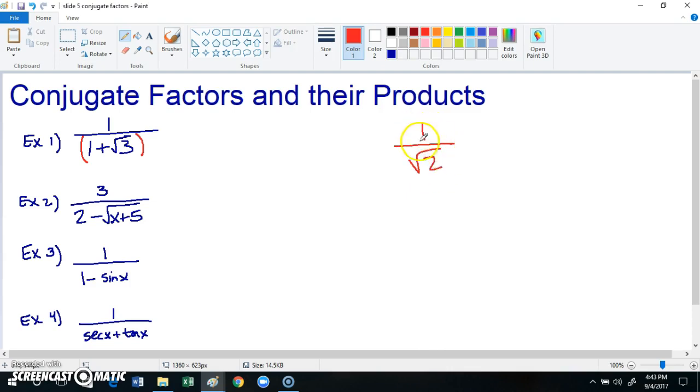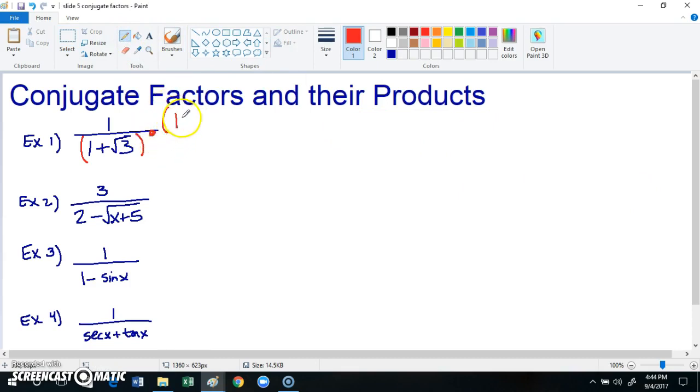So look at this one, 1 over the square root of 2. How did you get rid of that square root of 2? You multiplied the numerator and the denominator by the square root of 2. And lo and behold, you don't have a square root in the denominator anymore. That's all well and good. How do we do it with example number 1, where we have 1 plus the square root of 3 in the denominator? Well, we're going to use a conjugate factor.